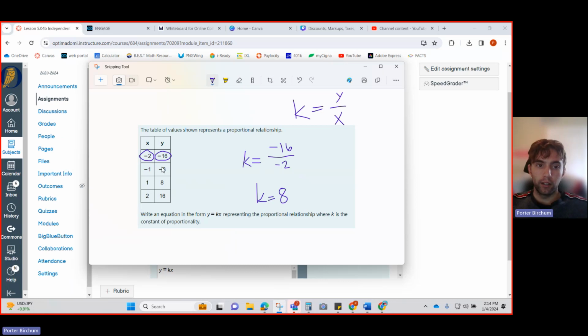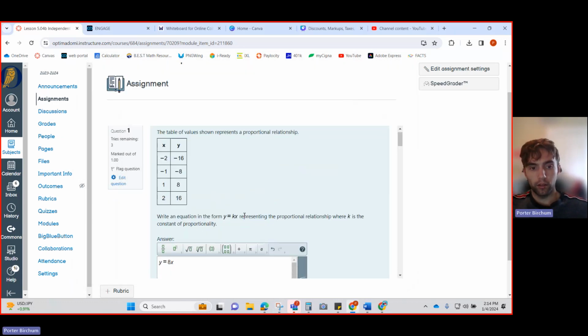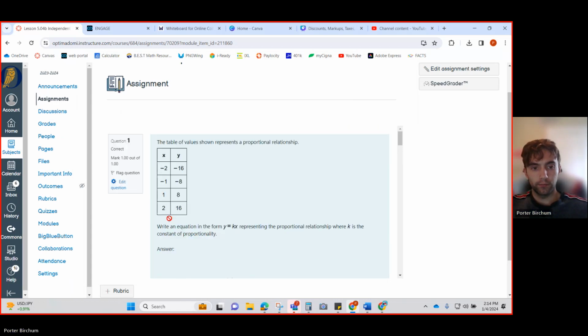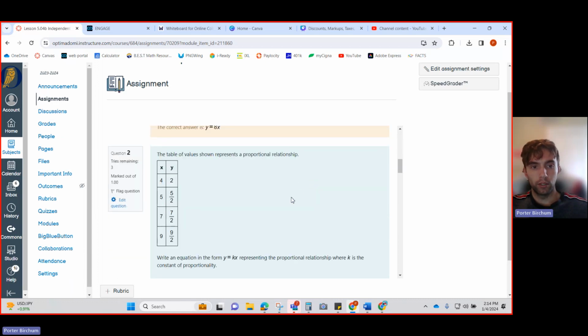Oh, and turns out negative 8 divided by negative 1 is 8, 8 divided by 1 is 8, and 16 divided by 2 is 8. That number is constant. That's why we call it the constant of proportionality. So I will replace k with the number 8. Check my answer. Green check mark. Moving on to question 2.